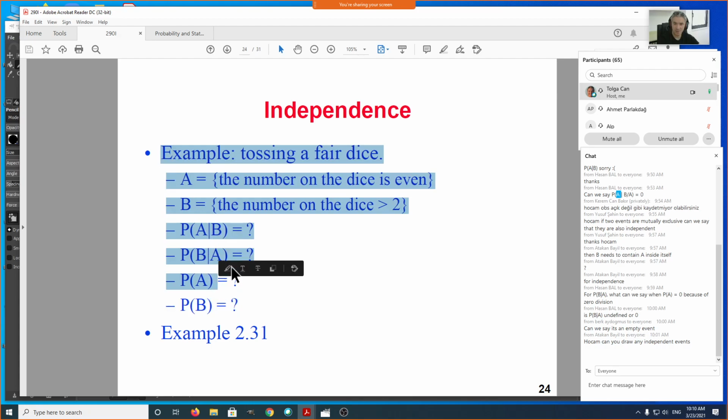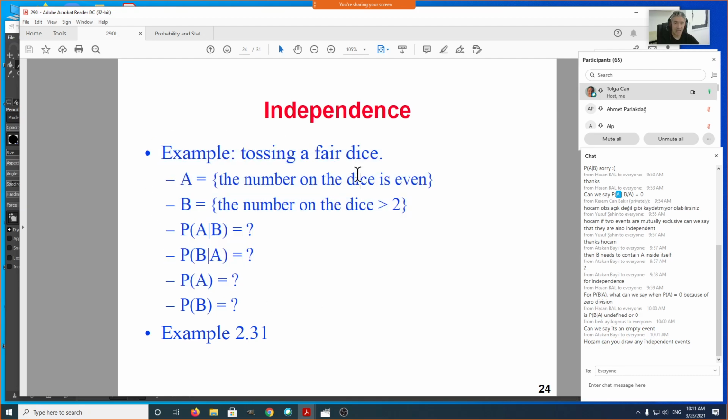P(A given B), P(B given A), what is P(A), what is P(B)? Again, these are about tossing a single die. You can try out this example on your own. I'm going to now go over a little bit more complicated example with some probabilities.